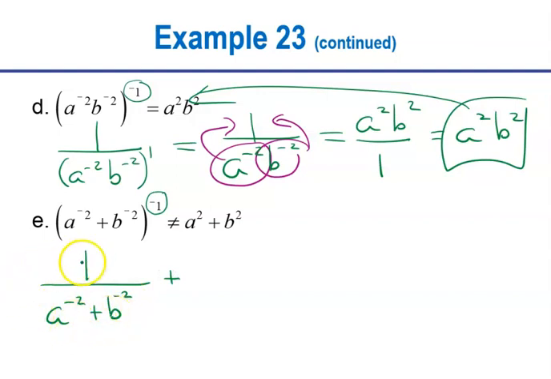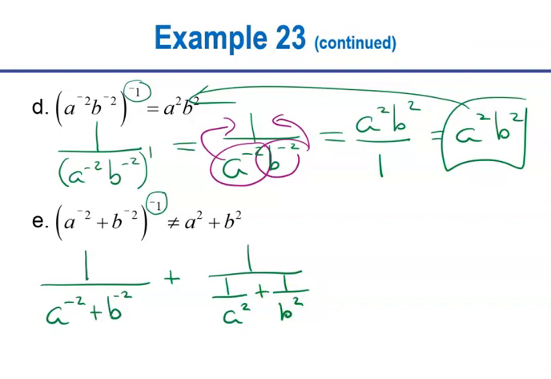Does that mean it just goes to the top? It doesn't, because this is addition. You can't just take all of that to the top. These are separate. So this is where this one gets weird. I have to write a to the negative 2 as 1 over a squared, plus this is going to be 1 over b squared. Those are separate fractions.